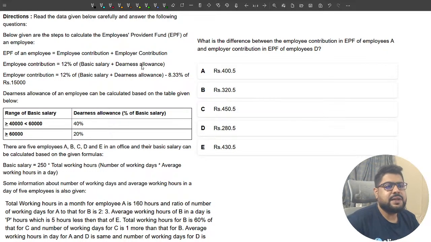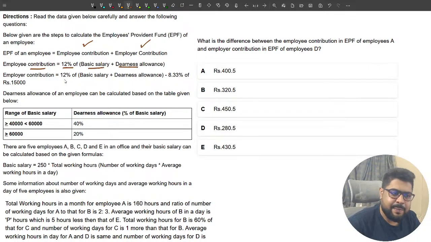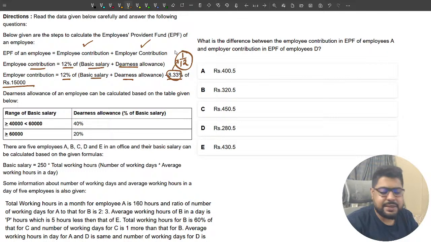Now, EPF of an employee is employee contribution plus employer contribution. Very realistic set actually. Employee contribution is 12% of basic plus DA. And employer contribution is basic plus DA minus 8.33% of 15,000. One thing, sir: 8.33% is equal to 1 by 12, everybody knows. These are the percentage to fraction shortcuts. I've talked about these many, many times.